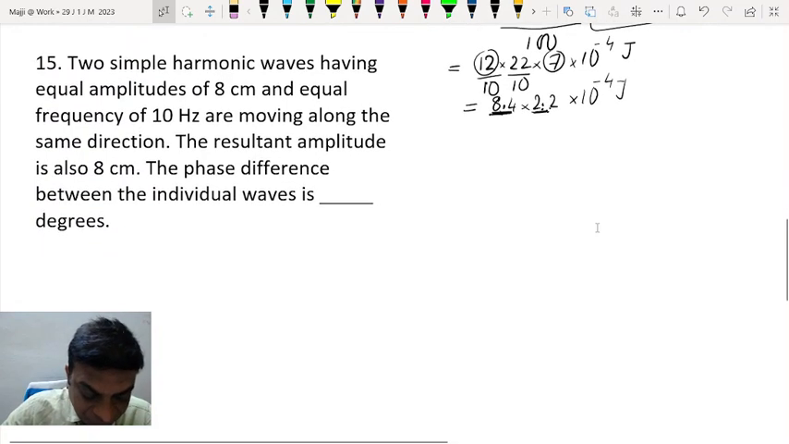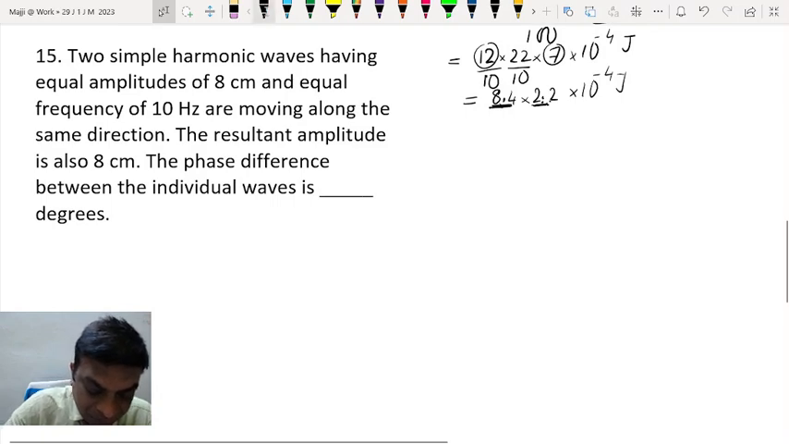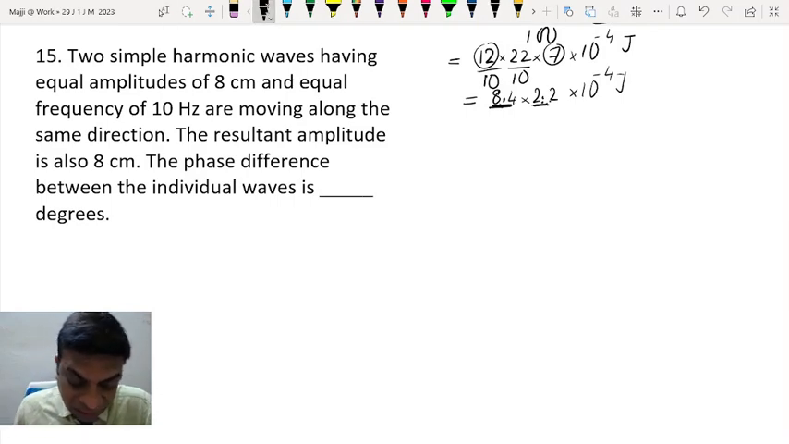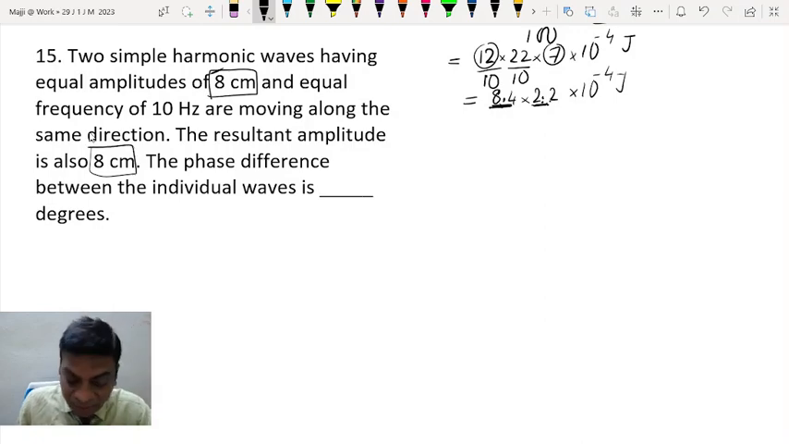Two simple harmonic waves having equal amplitudes of 8 cm and equal frequency of 10 Hz are moving along the same direction. The resultant amplitude is also 8 cm, sorry, find the phase difference. You know that during interference, the amplitudes can be added vectorially. This is the shortcut, students. So as per the question, both the vectors which have to be added, their values are 8 cm each, and the resultant is also of 8 centimeter.